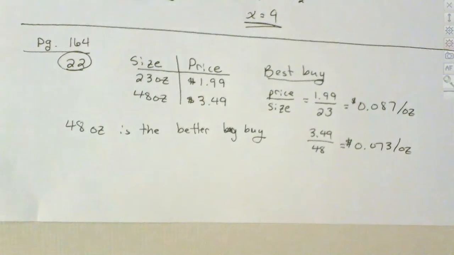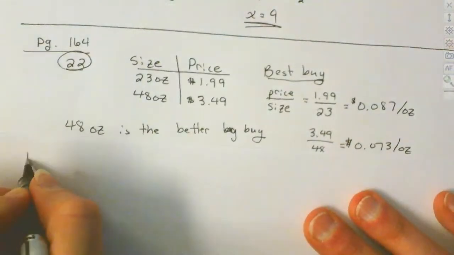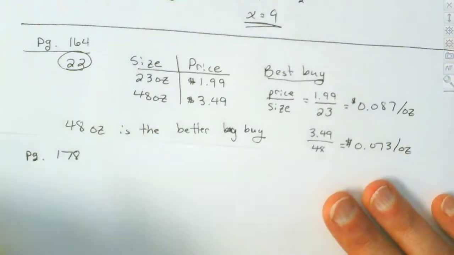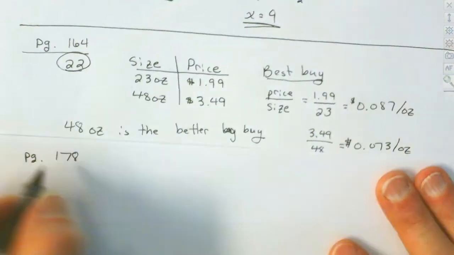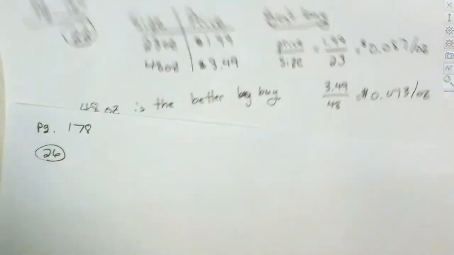How about we look at question number 26, and this is on page 178. So this is a classic mixture question. You will see the similar question in intermediate algebra. So this is on page 178, and we're going to look at question 26 here. And these are the ones that I know students really, really struggle with.